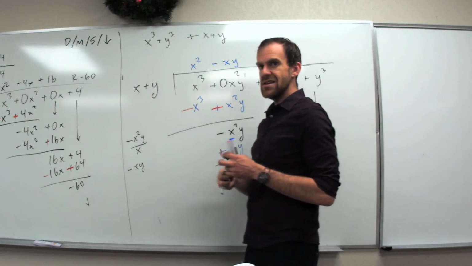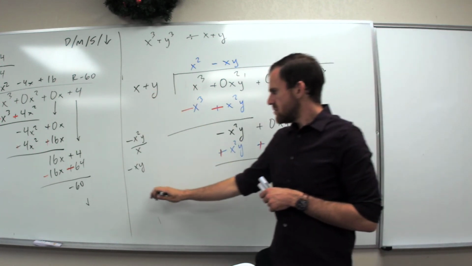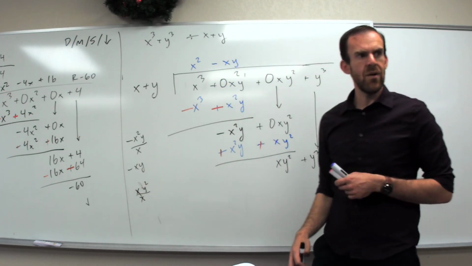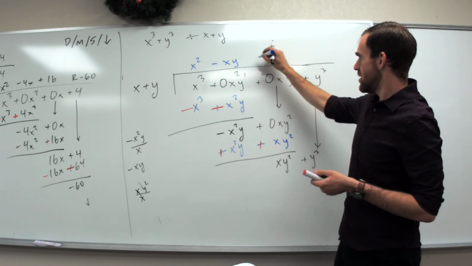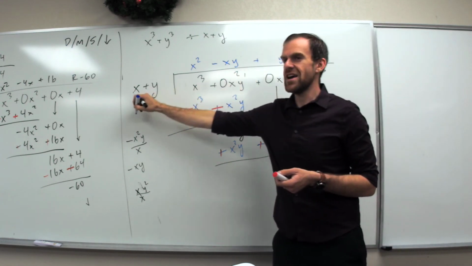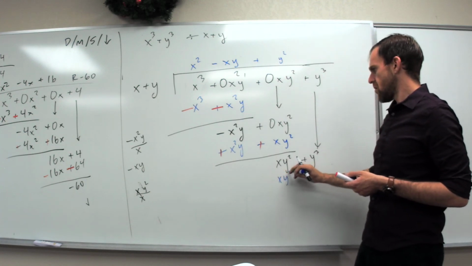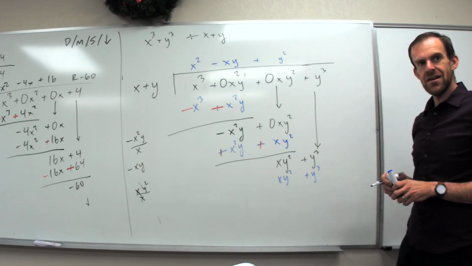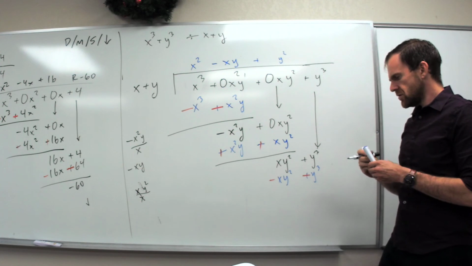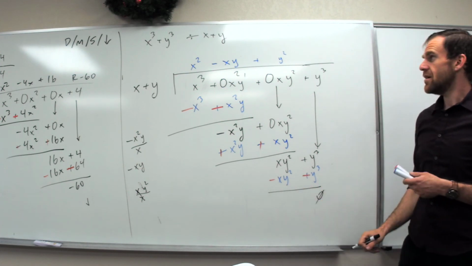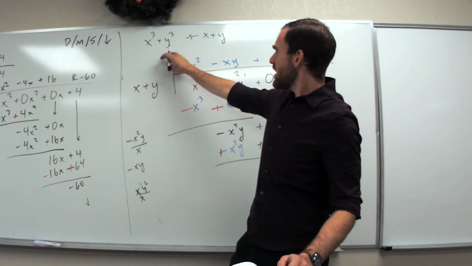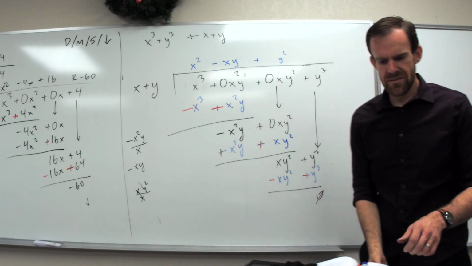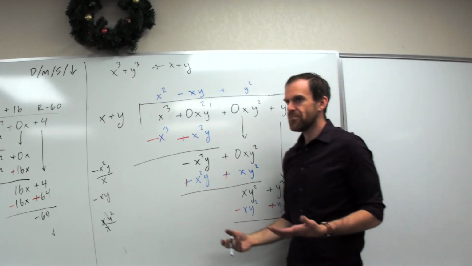xy squared divided by x is y squared. So plus y squared. Y squared times x is x y squared. y squared times y is y cubed. Change the sign in a different color. That's it. So x cubed plus y cubed divided by x plus y is x squared minus xy plus y squared. Now, last step.